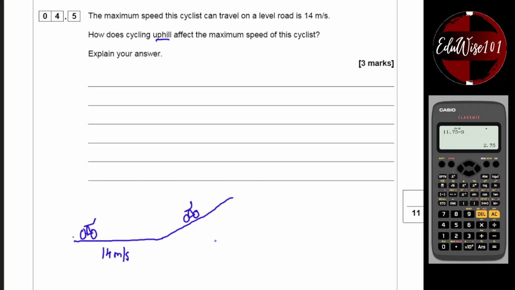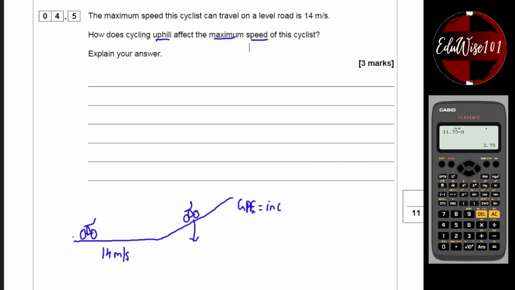gravity is going to be pulling them down. As they move uphill, their GPE, gravitational potential energy, is going to increase as they gain height. So how does cycling uphill affect the maximum speed? Common sense or common experience says that the speed should decrease because you're going uphill. It's going to be harder. Give an explanation for your answer.